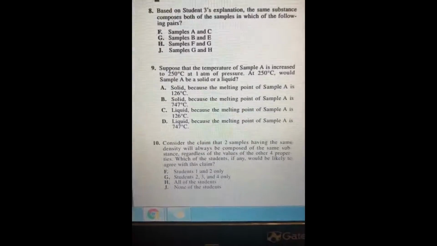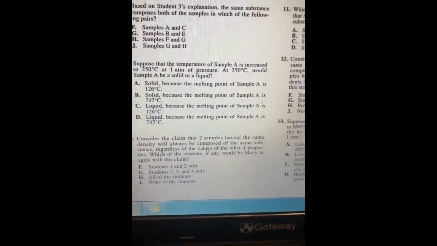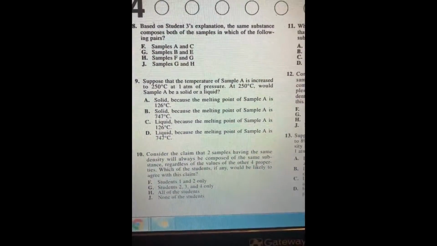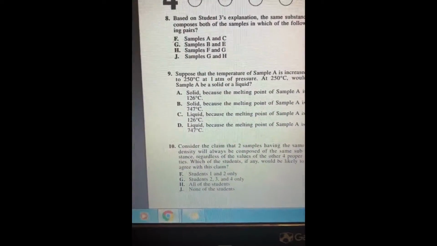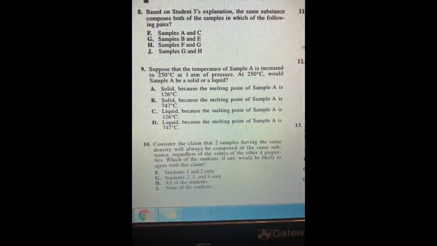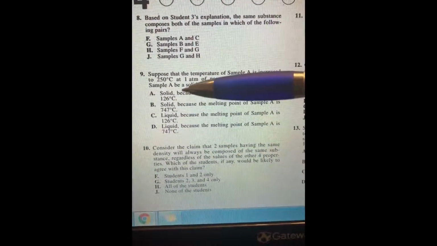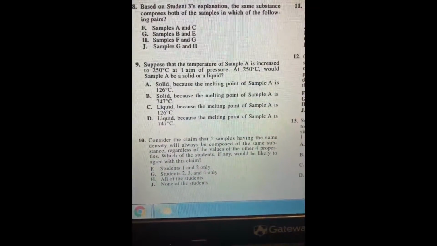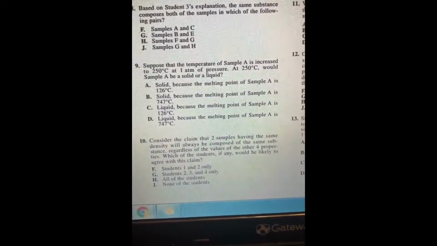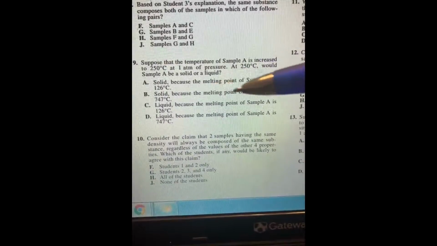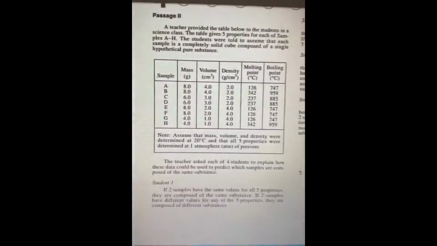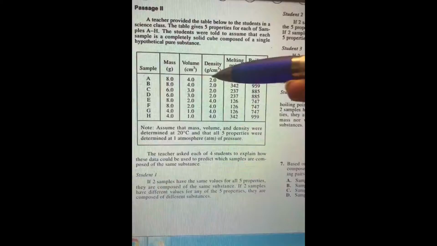Another tip that I have, this will help you sometimes, not always, but if you're reading a question, like read number 9, for example, pause the video and go ahead and read it. So I'm assuming you've had a go at it. Number 9 is asking me if sample A is going to be a solid or a liquid. My first thought reading this is like, well, how am I supposed to figure that out? And then once I take a glance at the answer choices, I see a melting point. So I'm supposed to be looking for melting point. So I go back up here and I'm searching for the word melting point, and here it is. And then sample A is 126, and then I'll go and look for my answer.